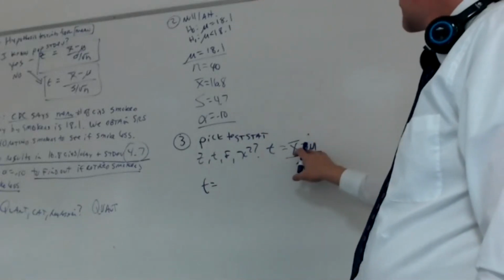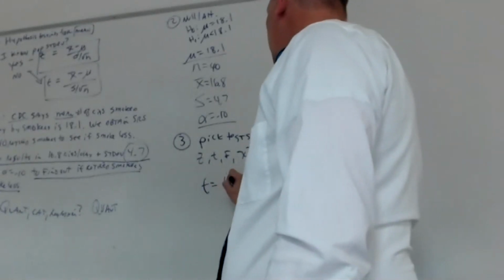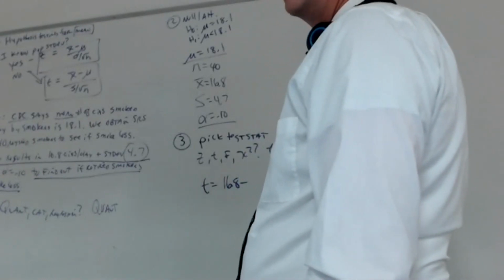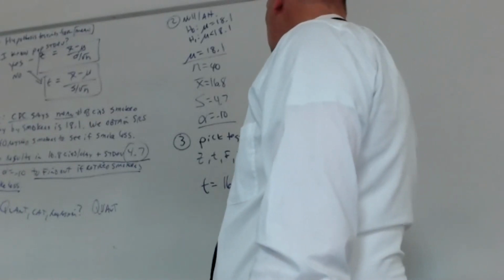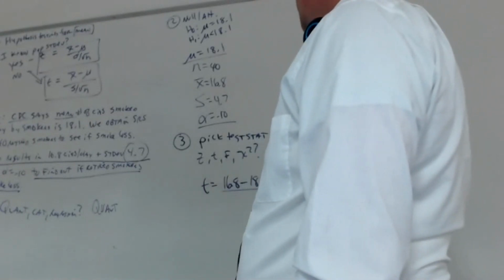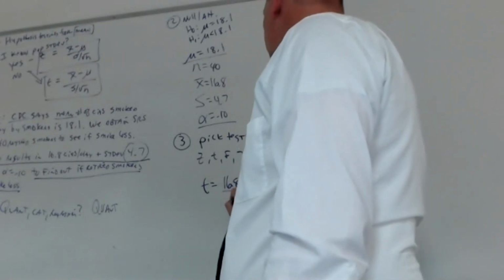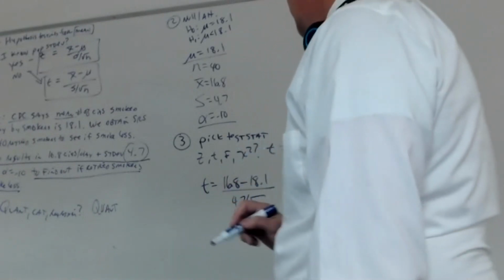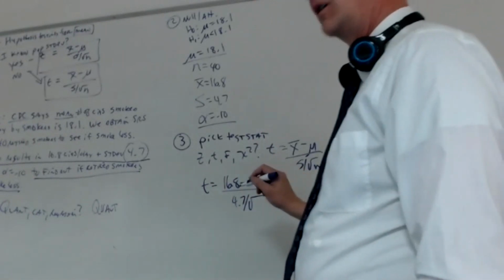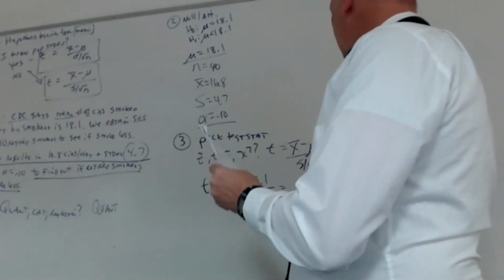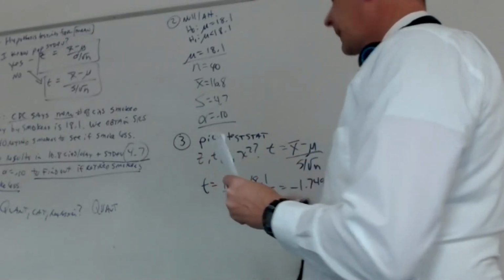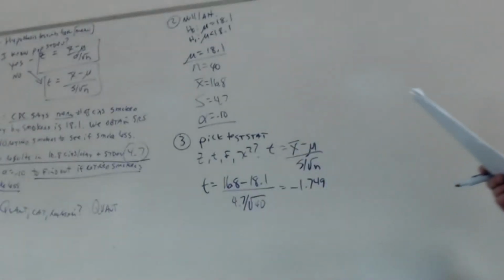what's X bar? X bar is 16.8. 16.8 minus mu, which is 18.1, over S, which is 4.7. 4.7 over the square root of 40. If I plug that in my calculator, hopefully I will get negative 1.749. Okay? Now, what do I do with that? What's the next step?